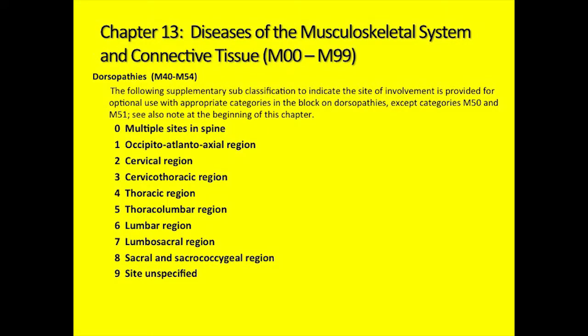Multiple sites in the spine is a 0 or a 1, very rare. We have occipital, atlantoaxial region, cervical, thoracic, thoracolumbar, lumbar, lumbosacral, sacral, and sacrococcygeal, and then site unspecified is 9. That's right. Gosh, you guys are just eating this up. All right, cool, little quiz here.